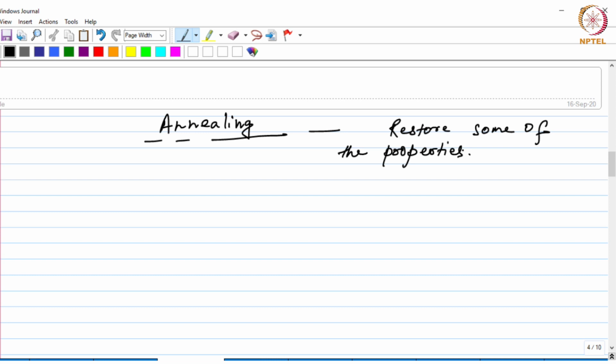Similarly, there could be other properties such as the electrical conductivity, which may be also hampered due to the deformation. And if you want to restore some of it, then you need to anneal or heat treat the material after the cold working process, after the strain hardening process. Okay, so this is what we are going to discuss next as to what is annealing and what exactly happens during this process, which leads to restoration of some of the properties.